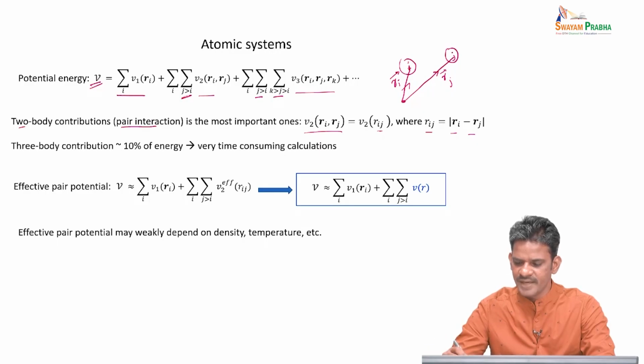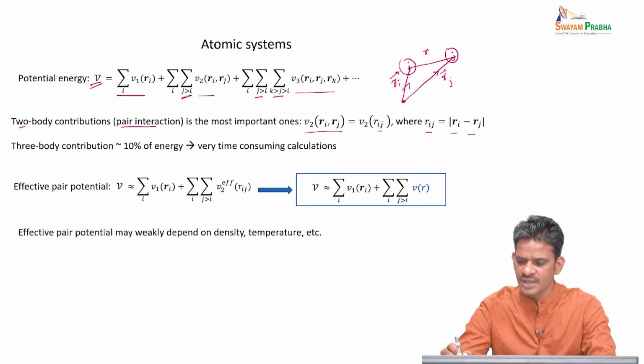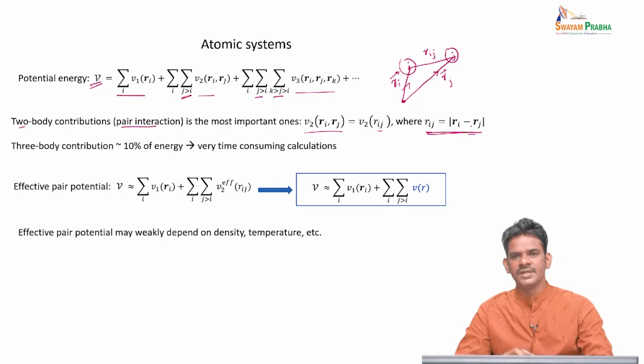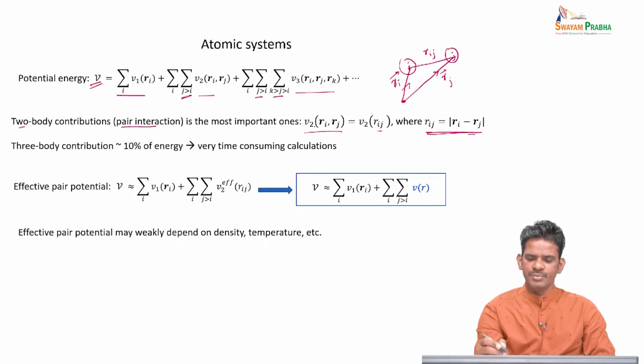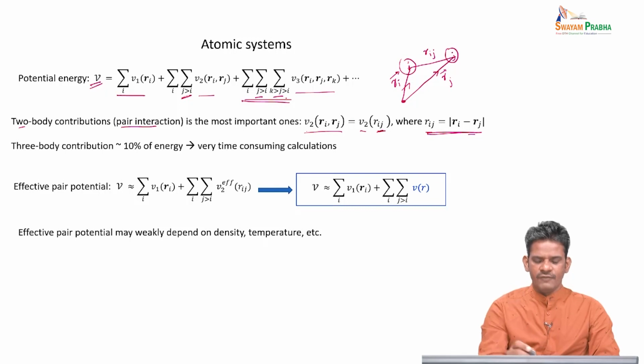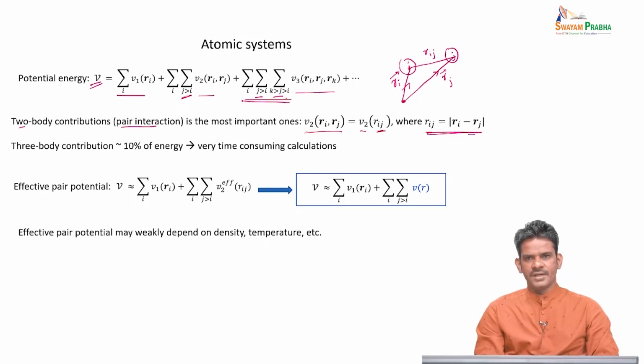So this particular pair potential depends only on the absolute distance between the two, which is Rij, a scalar quantity defined as the modulus of the vector Ri minus Rj. So we can simply write this V2 of Ri, Rj as V2 of simply Rij, where Rij here is a scalar.